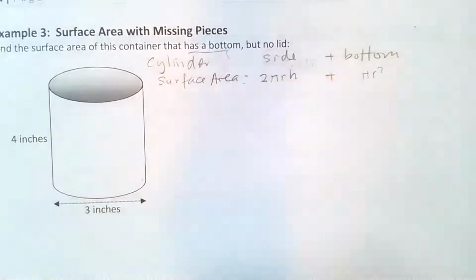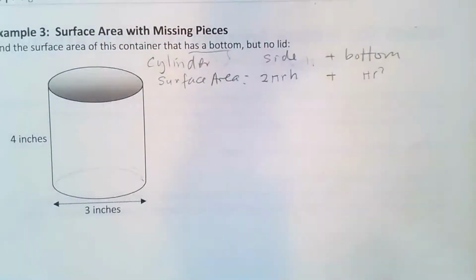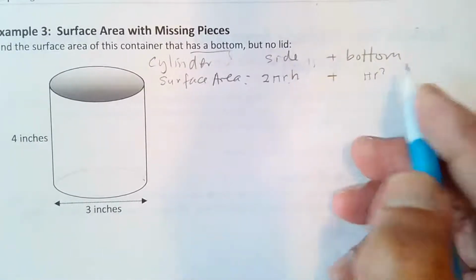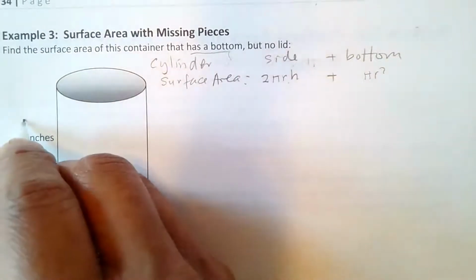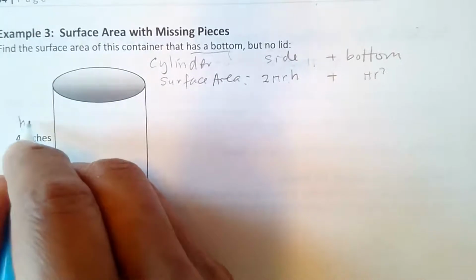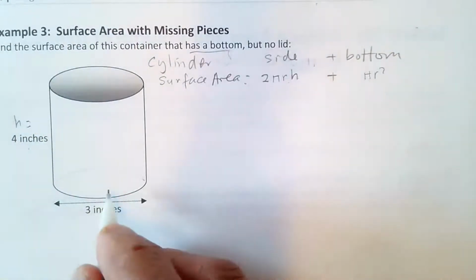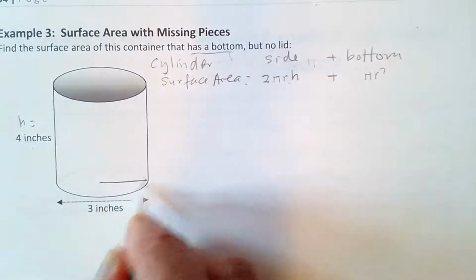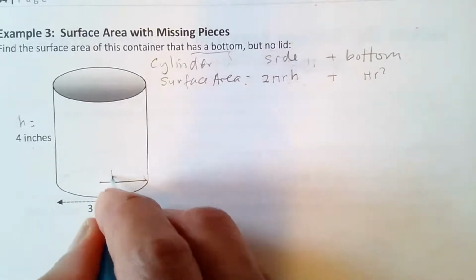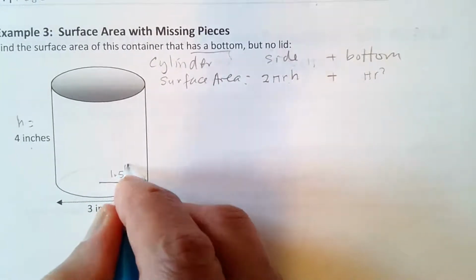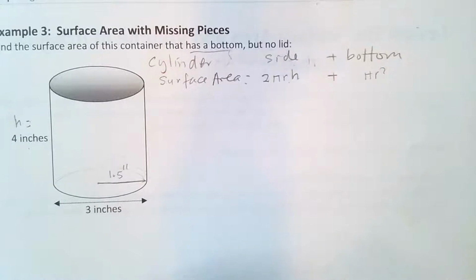Now we need to find our dimensions. So we need radius and height. So this is our height here. So h is equal to 4. The radius now is half of the diameter, which is 1.5 inches. That's all we'll need for these.